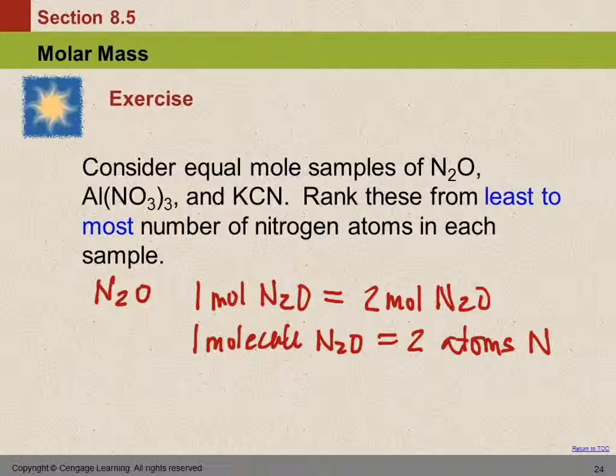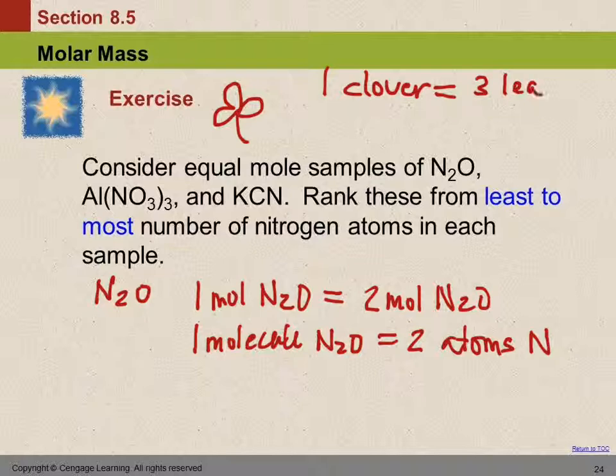Well, let's do clovers. There's a clover. A three-leaf clover. In one clover, singular, I'm making this up, can you tell? One clover has how many leaves? 3 leaves. We're like, duh. She's lost her mind.